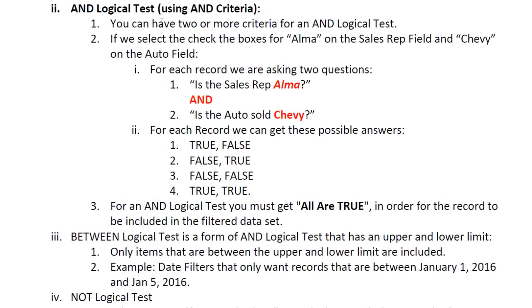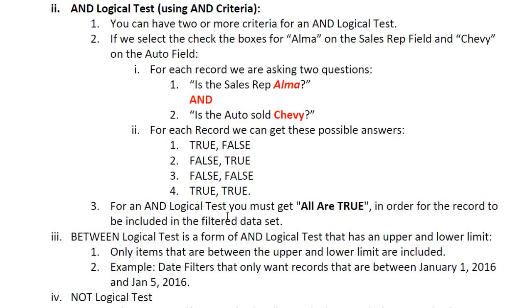So for an AND logical test using AND criteria, for each record, we're asking 2 questions. Is the sales rep Alma and is the auto sold Chevy? Notice for each record, we could get 4 possible answers. We could get true, false, not taking that record. False, true, not taking that record. False, false. It's only when we get true, true are we allowed to take that record.